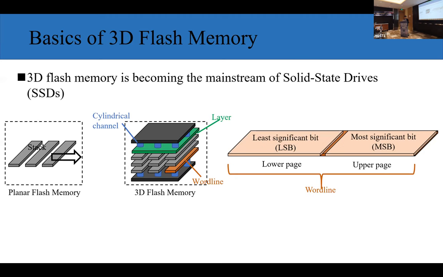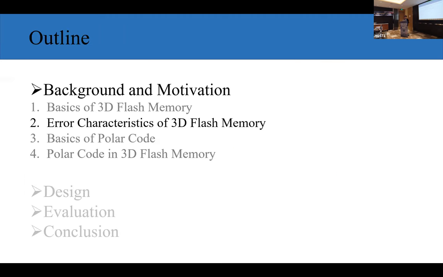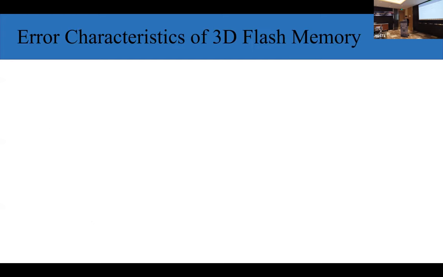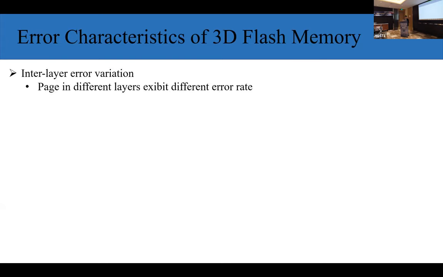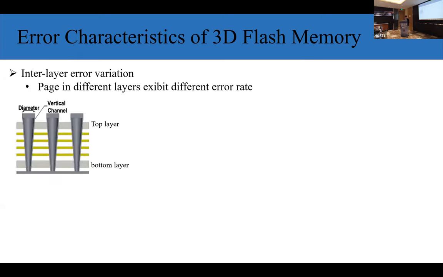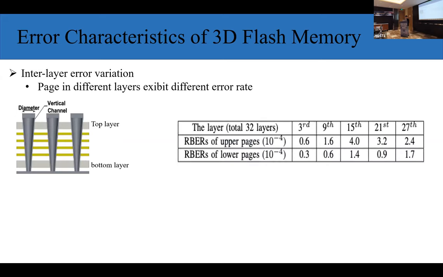We next describe the error characteristics of 3D flash memory. Due to the manufacturing process and physical structure of 3D flash memory, pages in different layers exhibit significant error rate variation, which is called interlayer error variation. This error variation stems from the cylindrical channels. Specifically, the top layers have a larger diameter than the bottom layers. This asymmetric process size is the root cause of interlayer error variation. In this table, the raw bit error rate variation across different flash layers can be larger than 6 times.